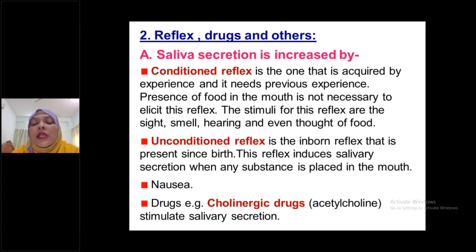See here, conditioned reflex. By conditioned reflex, what do you mean by conditioned reflex? It is one that is acquired by experience and it needs previous experience.